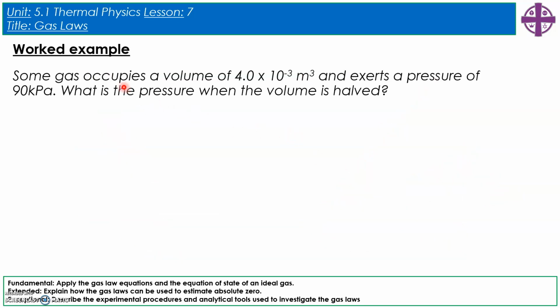Let's try a worked example of this. So I've got some gas now occupying a volume of 4 times 10 to the minus 3 meters cubed, and it exerts a pressure of 90 kilopascals. What is the pressure when I halve the volume?